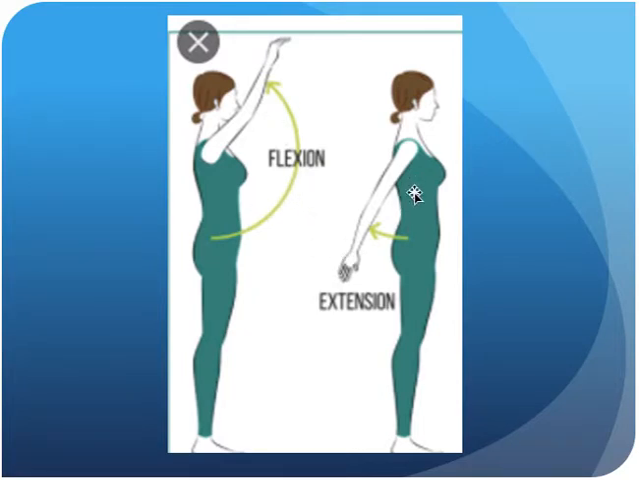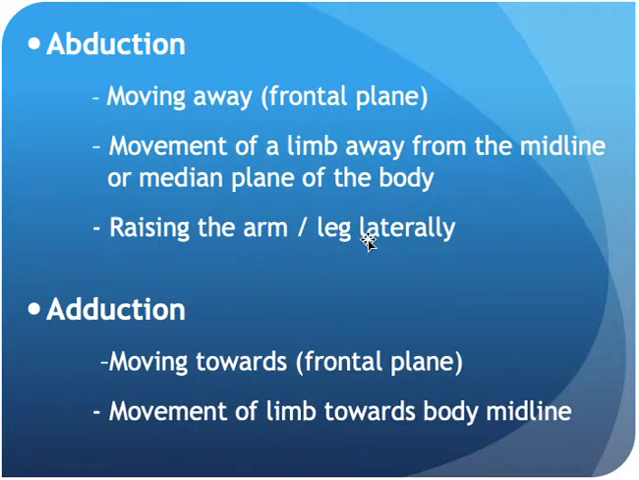Extension of the shoulder, this one's a little tricky. This is where my arm is at my side, and now I bring it behind me, okay? So that's flexion and extension of the shoulder. Now I get into my other movements. So now I have abduction and I have adduction.